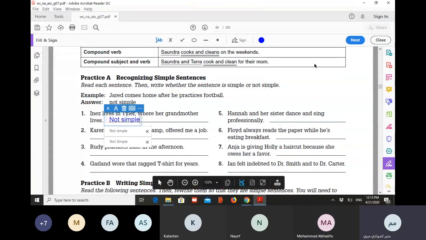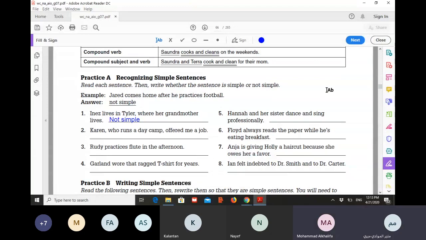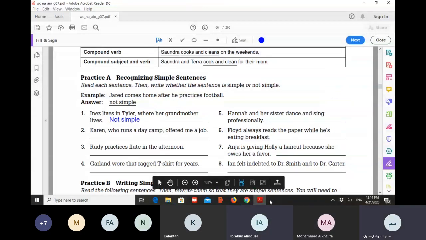Next, please. Teacher, you are at page what? Page 61, because I went back to page 61, practice I, because students told me that we skipped it or did not do that, so I need to avoid any kind of problems or queries that the students may face later on when they revise. Number 2, Karen, who runs a day camp, offered me a job. Simple or not simple? Mohammed. Not simple. Very good.